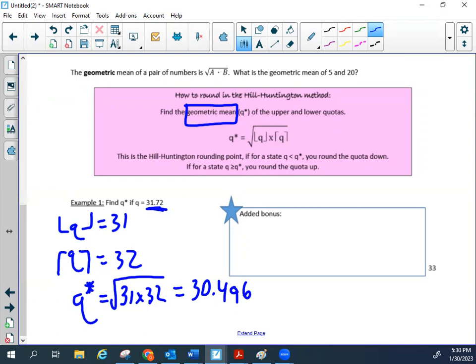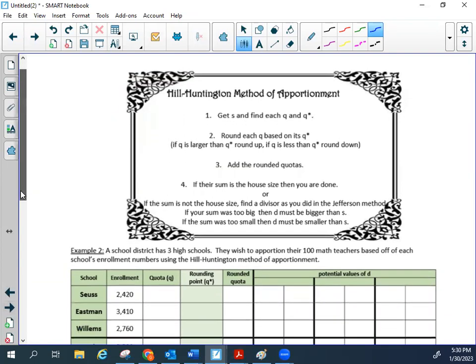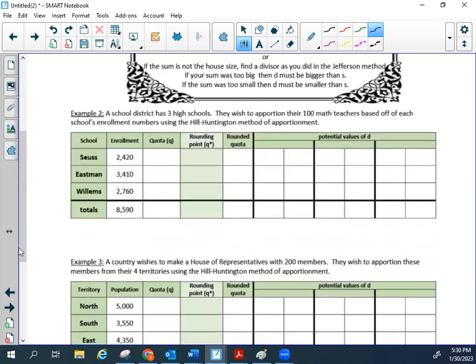So this is a skill that we need before we can make it into the next part of our conversation. With the Hill-Huntington method of apportionment, first we get our standard divisor, we get the quota, and we get the geometric mean of the lower and upper quota. Let's start with that much, then we'll come back to step two. A school district has three high schools with the enrollments shown. They wish to apportion 100 math teachers based on a school's enrollment using the Hill-Huntington method of apportionment.